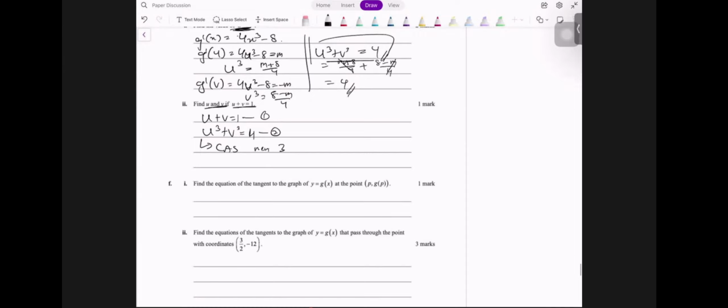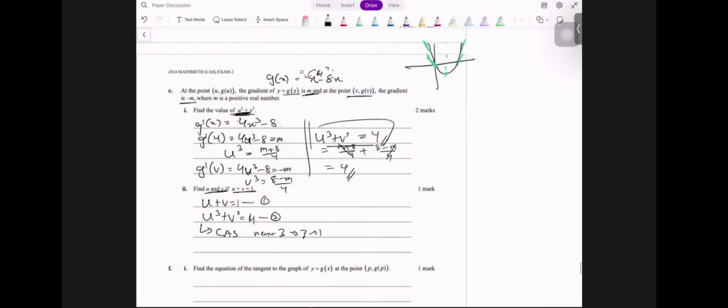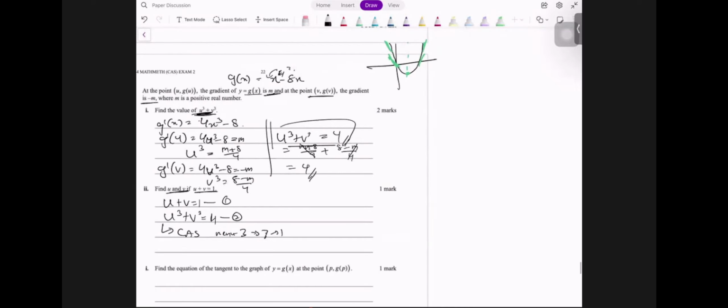So you go menu on the CAS 3, 7, 1 and get your system of equations. And you do get, I think, 2 sets of values for u and v. But something to notice as well, because of the symmetry I kind of put up here, this point will be like 2 to the third, and u has to have a positive gradient, which is this portion here. And so therefore, u has to be more than 2 to the third. I don't remember the exact value of the x coordinate here, so I might be wrong. But the v should be less.